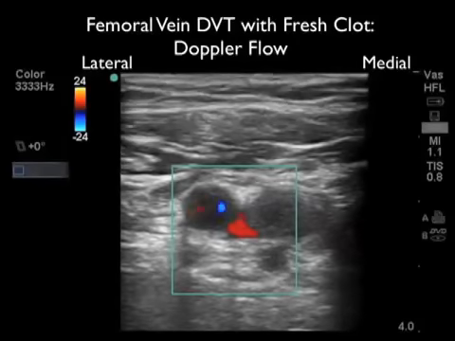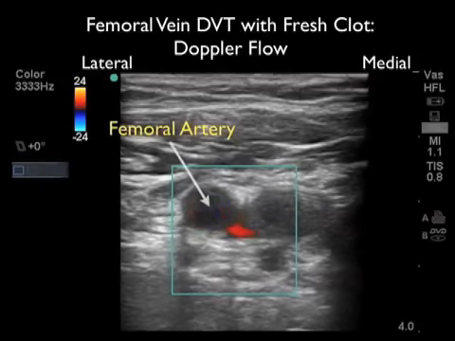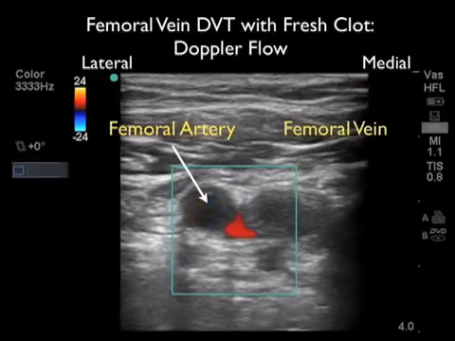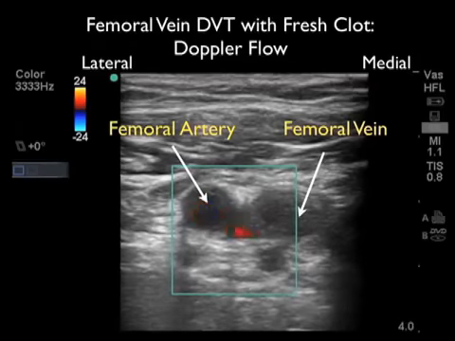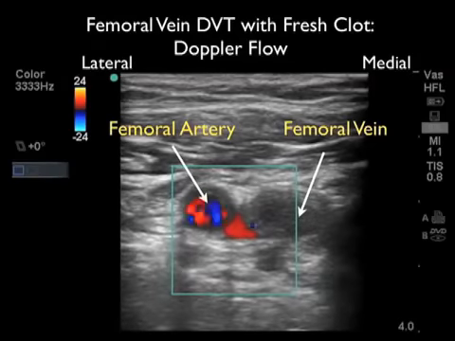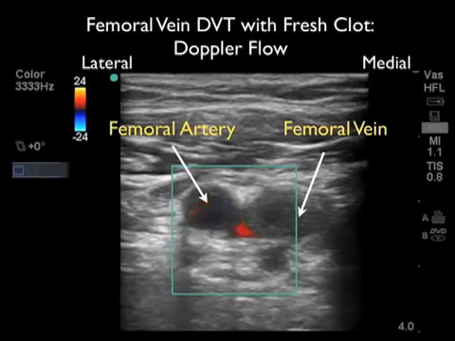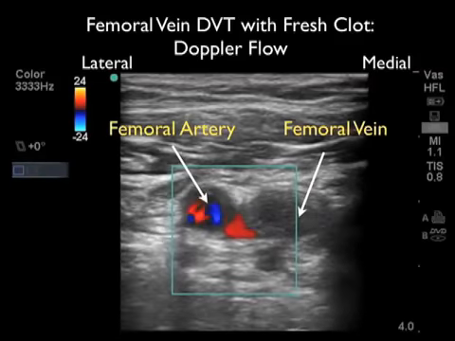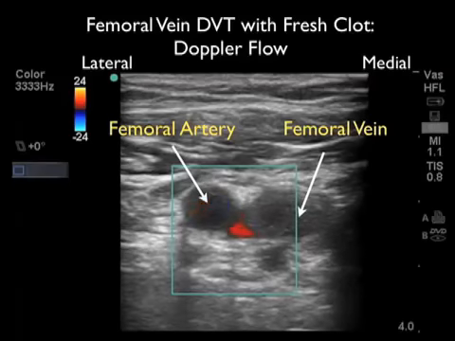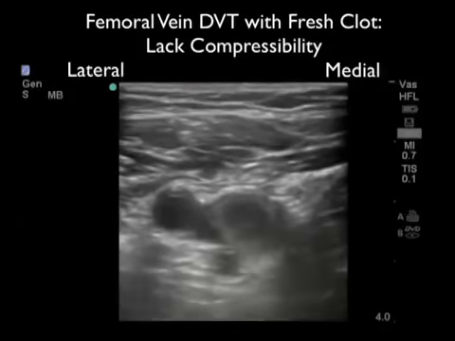Now let's look at another video clip showing a positive DVT in a patient presenting to the emergency department with a painful and swollen leg. We're using Doppler flow again to target the femoral vessels, and we see the pulsations of the femoral artery lateral to the femoral vein. We note here the absence of flow within the femoral vein, suspicious for a DVT, but our next move would be to apply compression down with the probe.